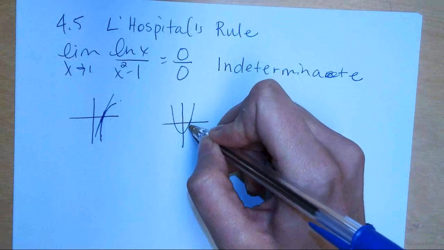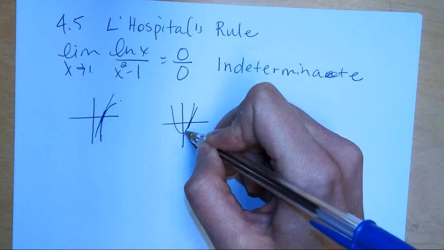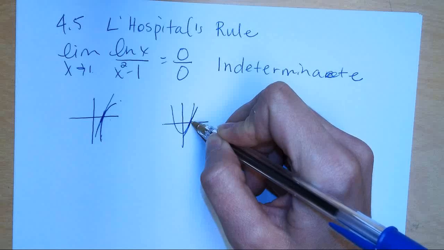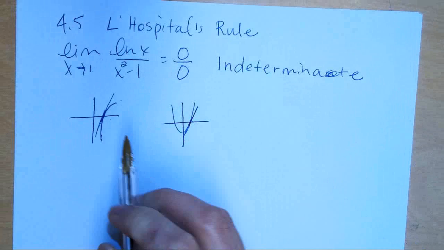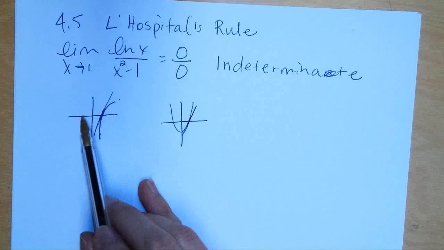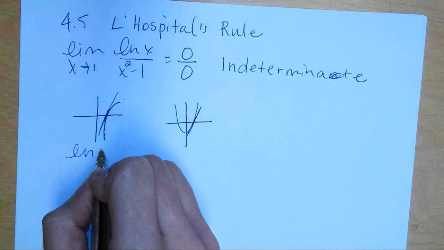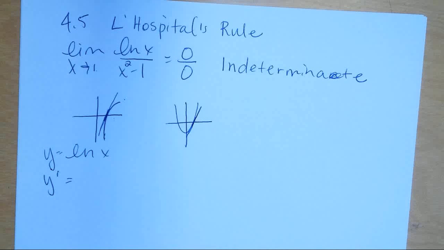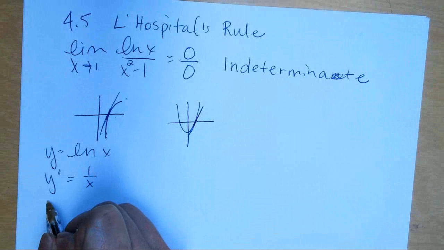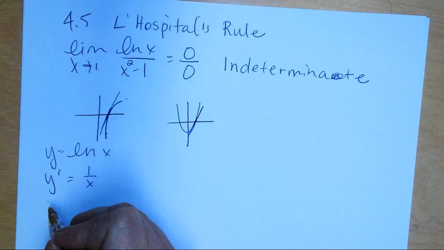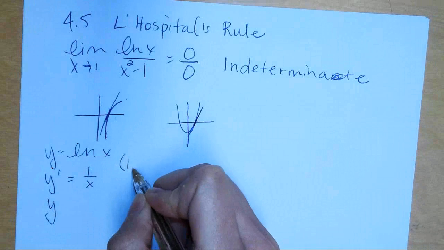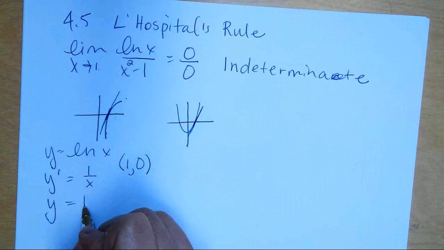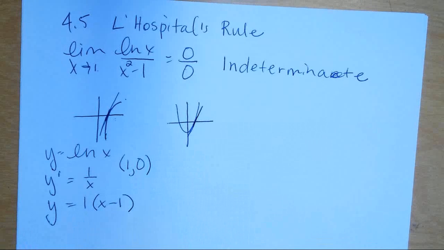Same thing over here. If I could find the linearization of this function, is the limit going to be the same? Is it still 0? Yes, it is. Okay, so what would the linearization of this function be? I know that this is ln x. What's the derivative? 1 over x. What would the equation of the tangent line be? Okay, what's the point? It's 1 comma what? 0. So it'd be y minus 0 equals 1 times x minus 1.